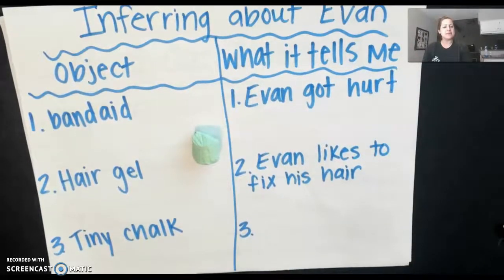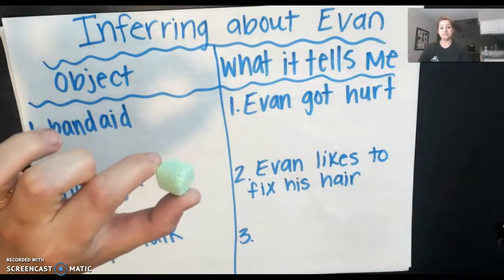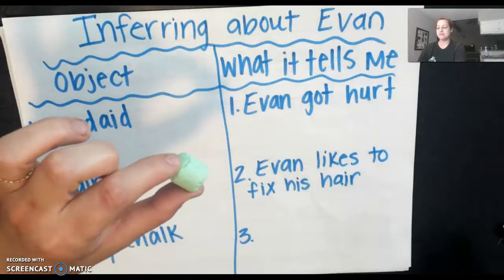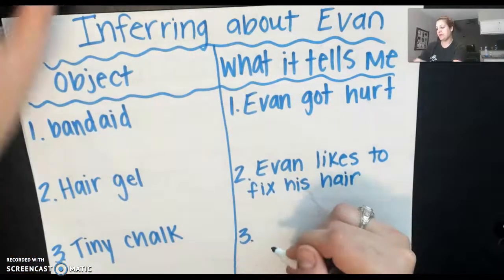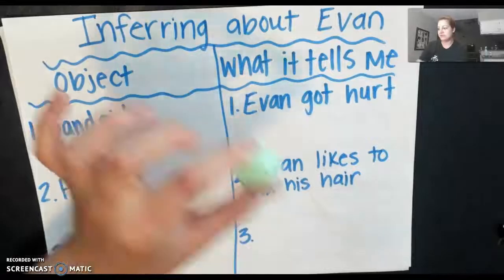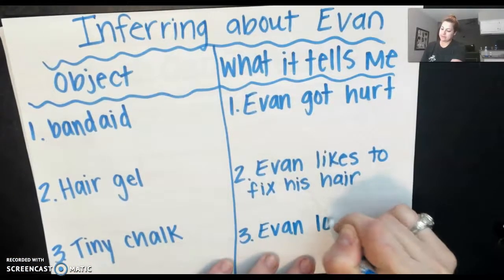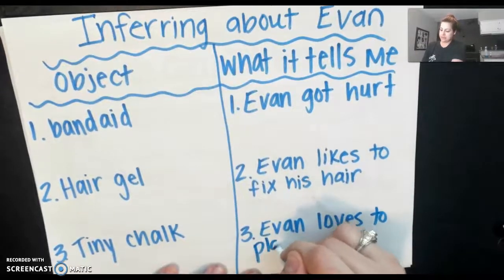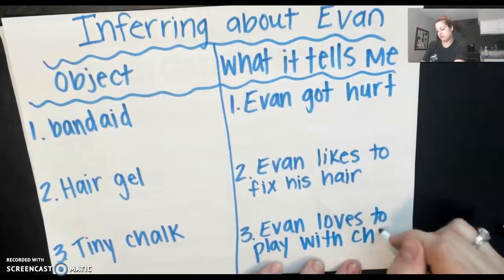So what inference can we make? We know tiny chalk means it's been used. It tells me, do you think he likes to play with chalk? Yes, he probably loves to play with chalk. And he threw it away because it just got too tiny. He couldn't use it anymore. Evan loves to play with chalk.